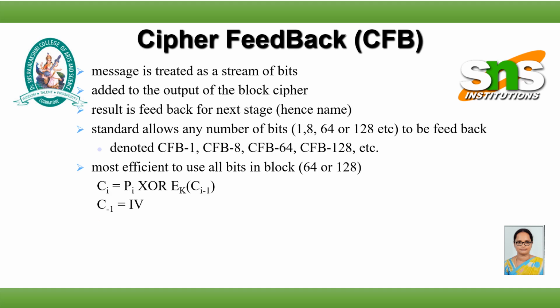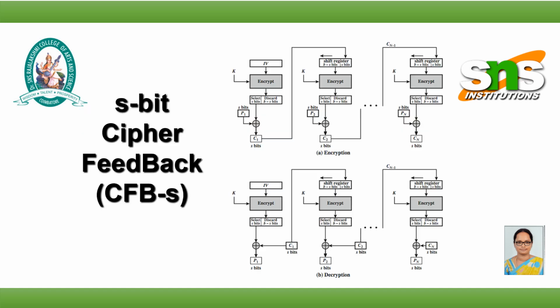Cipher feedback. Here messages are treated as a stream of bits. We can add the output of the block cipher, so the result of feedback from one stage is taken for the next block. If we execute the first block, that block's result is taken for the next block's execution. If it doesn't send any feedback, then we didn't execute our cipher feedback section.